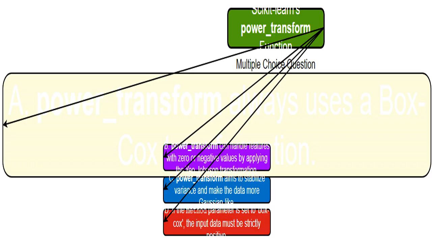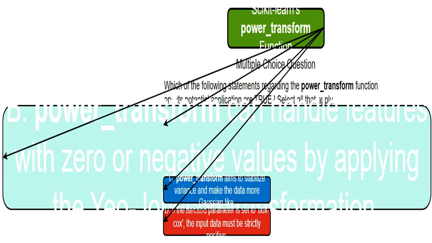This statement is incorrect. The power_transform function in scikit-learn doesn't always use the Box-Cox transformation. It can also use the Johansson transformation, depending on your data and the settings you use. It's flexible that way.